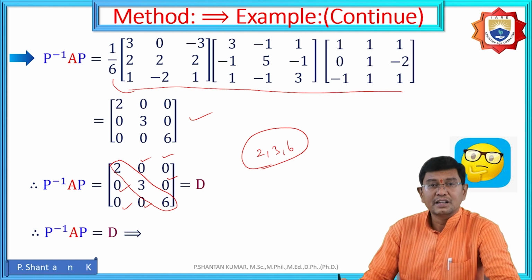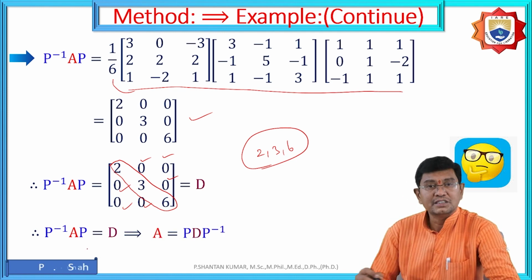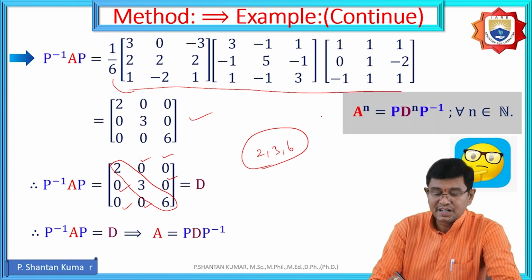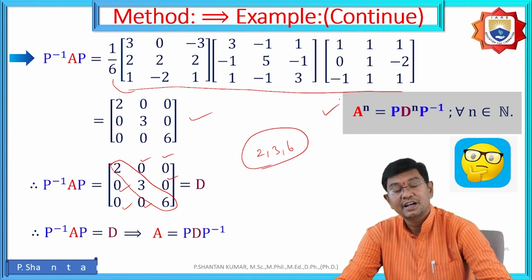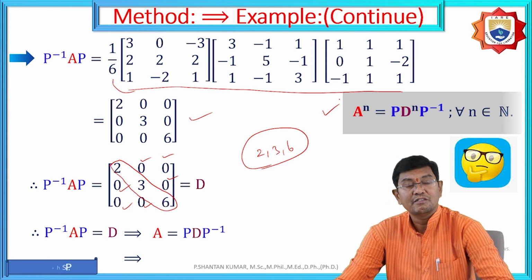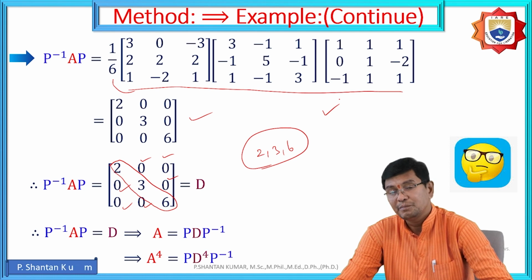As we know, D is equal to P inverse into A into P, so A is equal to P into D into P inverse. We require the powers of the matrix: A power n is equal to P into D power n into P inverse. And the problem is A power 4. That means it is P into D power 4 into P inverse.